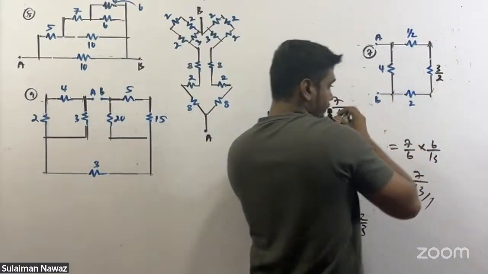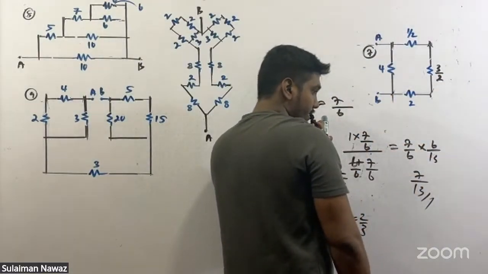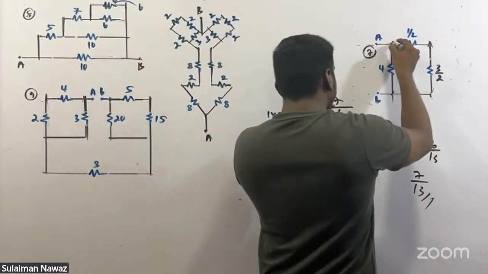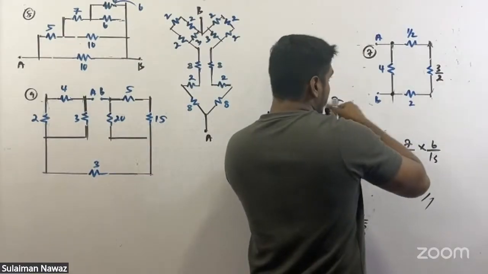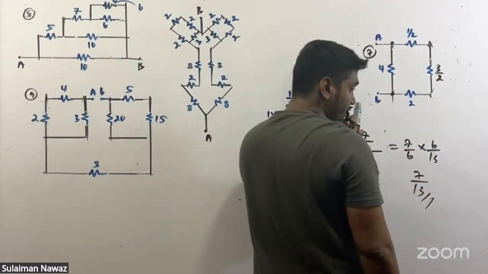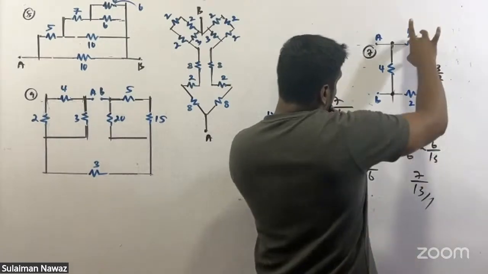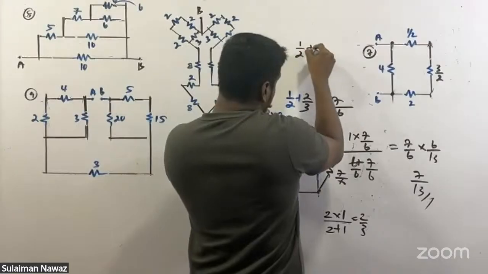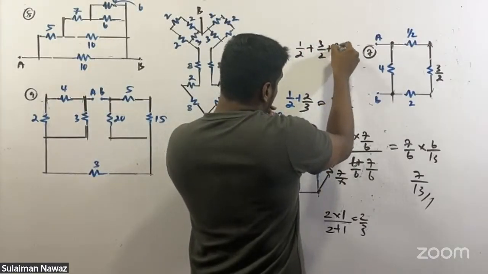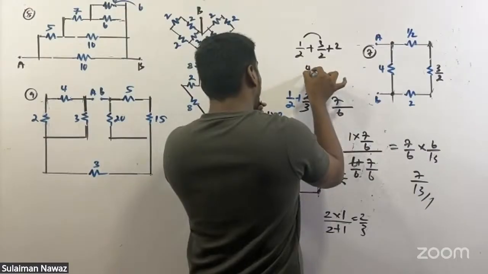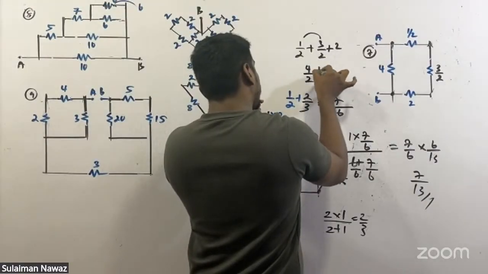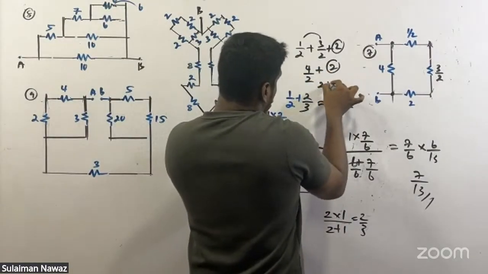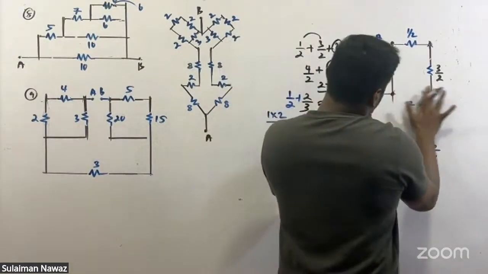And then between these 2 points, these 3 are in series. Half plus 3 over 2 plus 2. If I simplify these two, 4 over 2 plus 2. Then 4 over 2 means just 2, plus 2 means 4. It's 4.